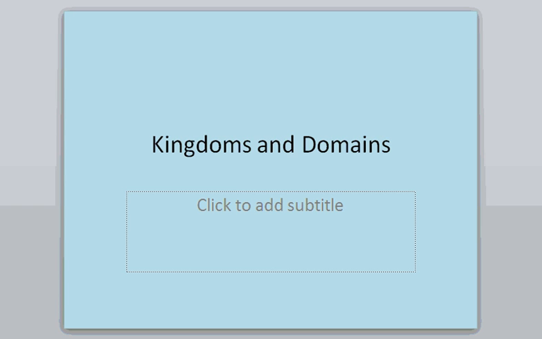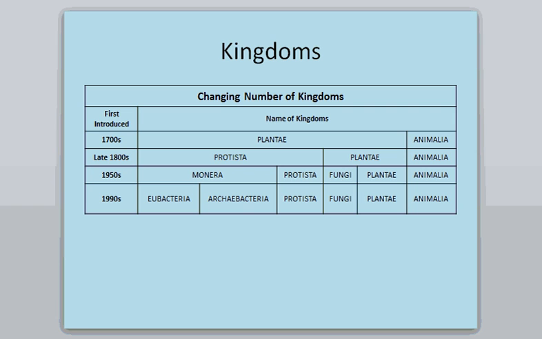So today we're going to start with kingdoms and domains. They are the largest group of classification or taxon, and we're going to look a little bit about how they are broken down. We'll start off with kingdoms just because they've changed a lot, even within my lifetime. We have gone from 5 kingdoms to 6 kingdoms, and who knows, maybe in your lifetime it will change again.